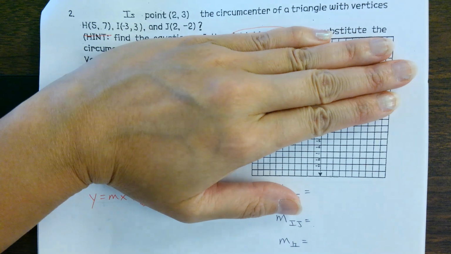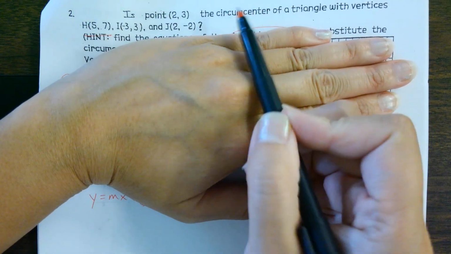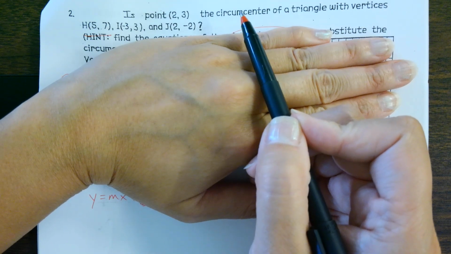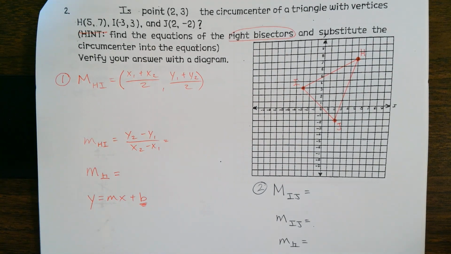So that's why you need to know from the first page the definitions of these. Circumcenter, it's right bisectors. So that's how I know I need to find right bisectors. On the test, it won't give you these hints.